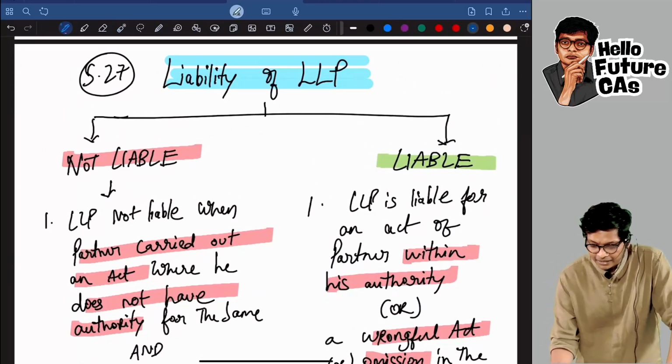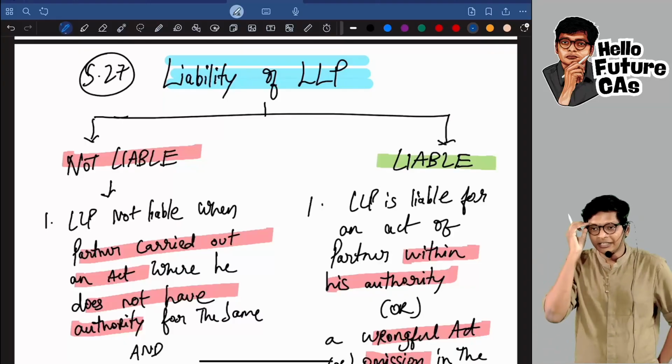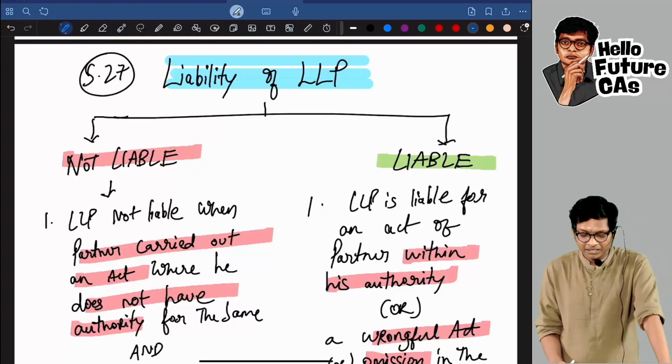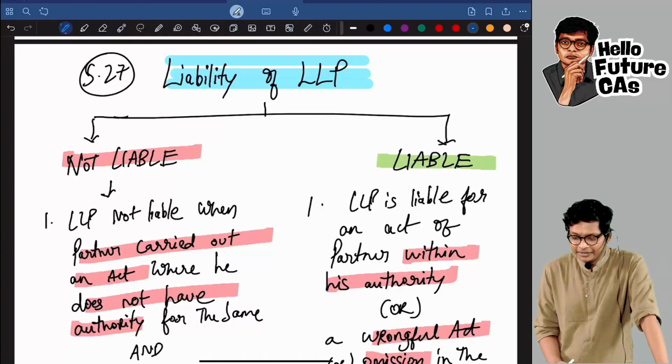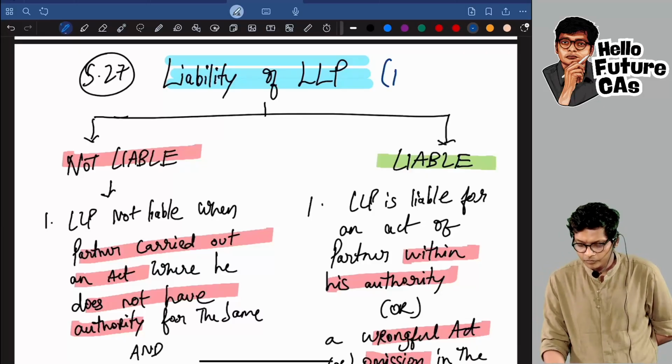I will give an example and you will tell me, is this there or not there? Let's do it in reverse way. Okay. Visualize an LLP. The LLP is basically, let's say, which business will keep?